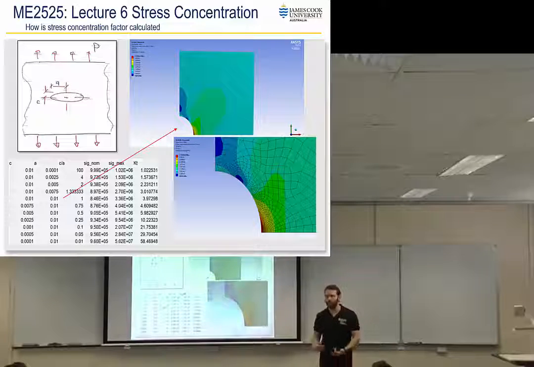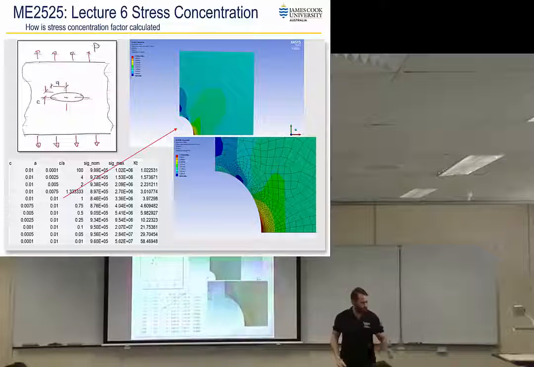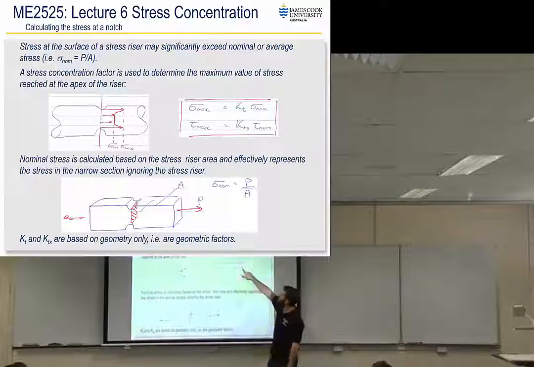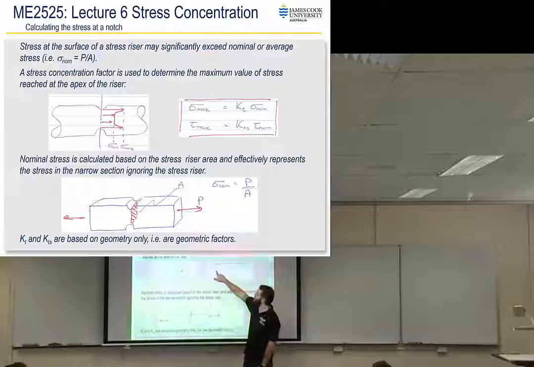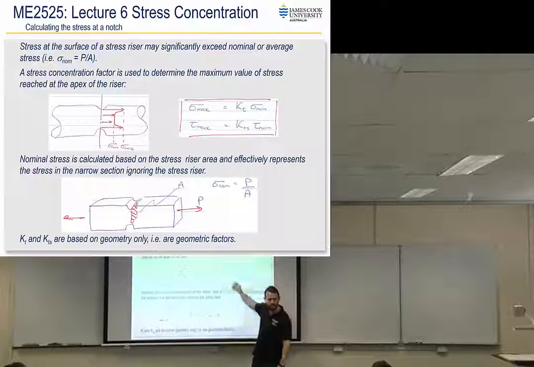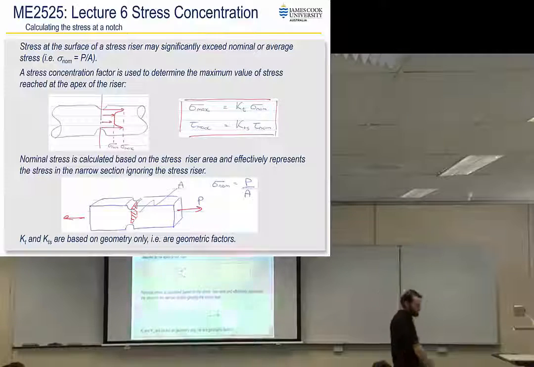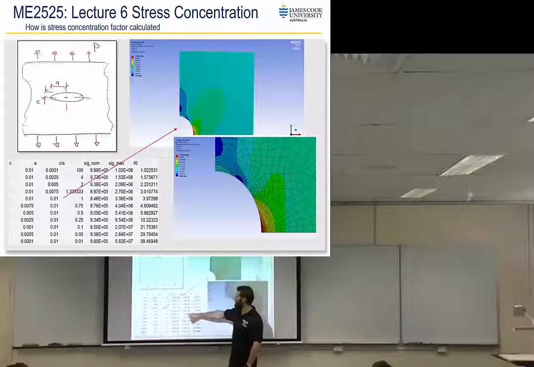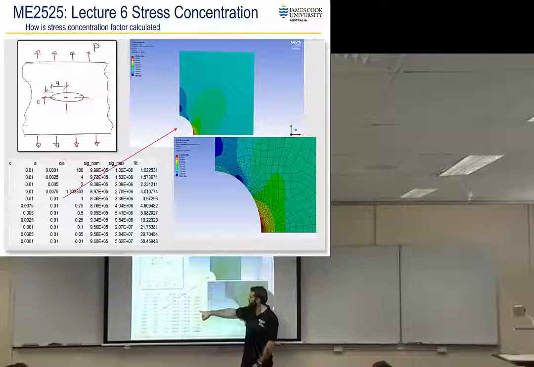So what I can get is a ratio between my nominal stress and my maximum stress. If I go back here, look at this equation. If I took my nominal stress over to this side of the equation, sigma max divided by nominal stress, I get my KT. That's exactly what I did. So from 0.01 to 0.01, I've got a KT factor of about 4.